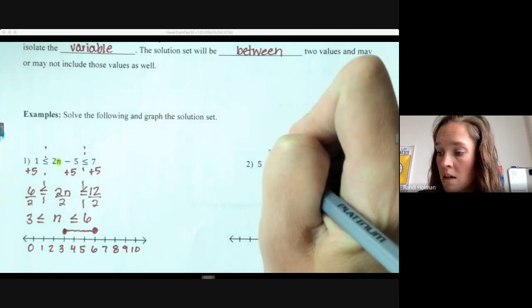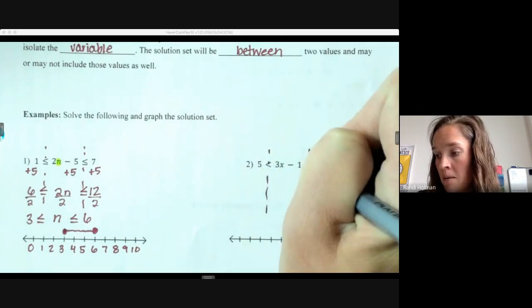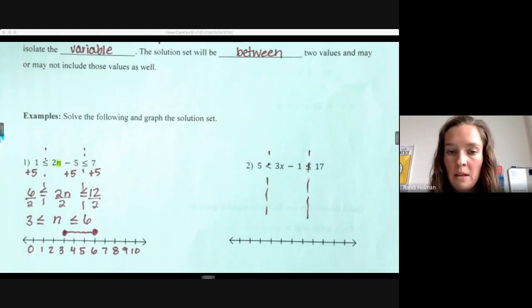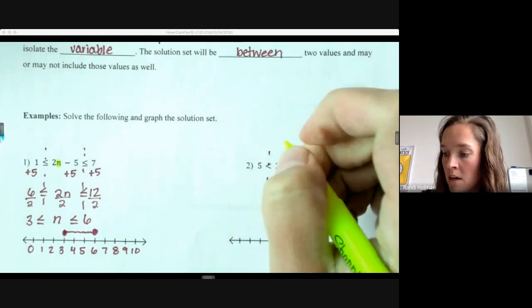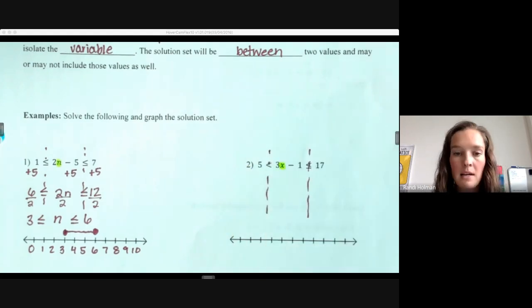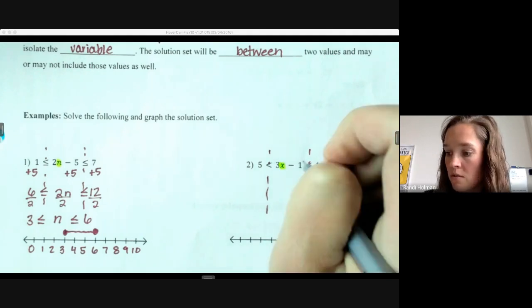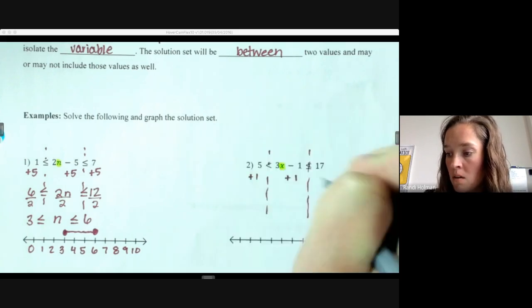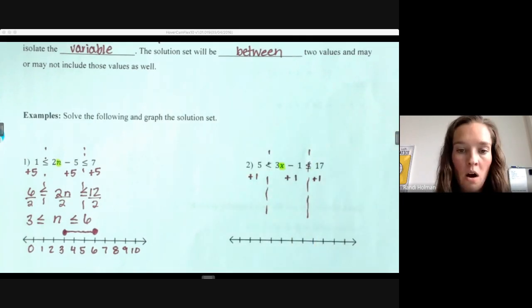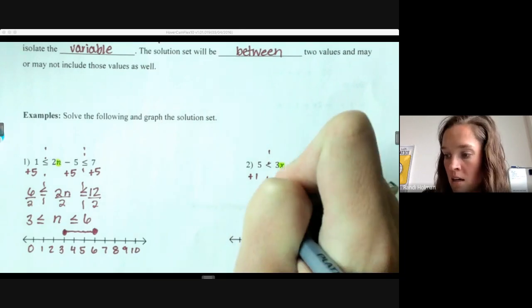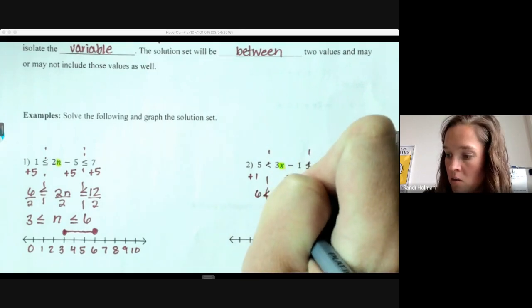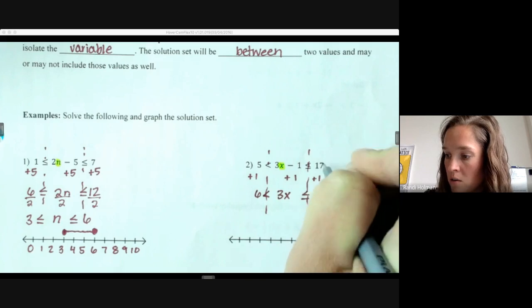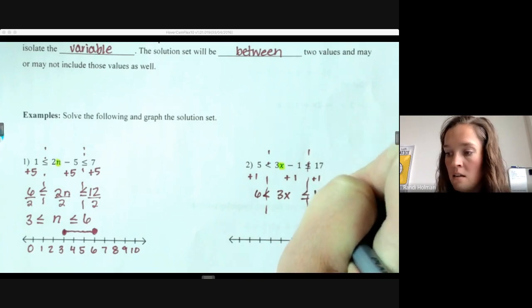Let's take a look at one more example together, keeping in mind we have those 3 separate places. We're trying to isolate our variable, so our goal here is to get this x by itself. We're using our inverse operations in reverse order. The first thing we need to undo is this subtracting 1. So we're going to add 1 to all 3 parts of our inequality. 6 is less than 3x, which is less than or equal to 18.